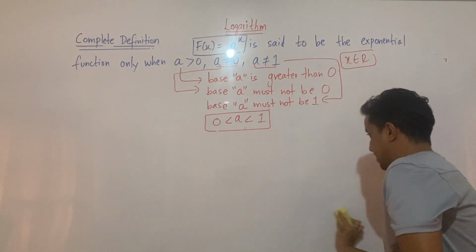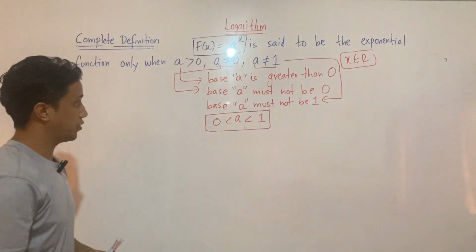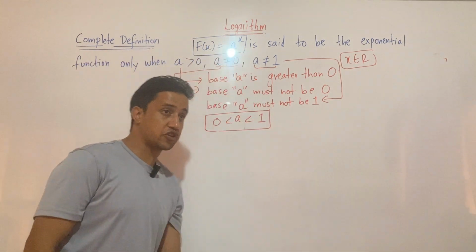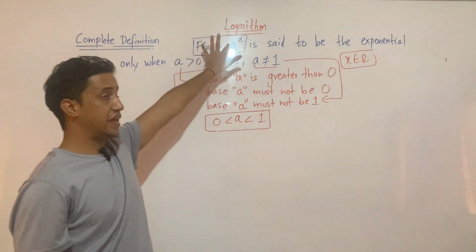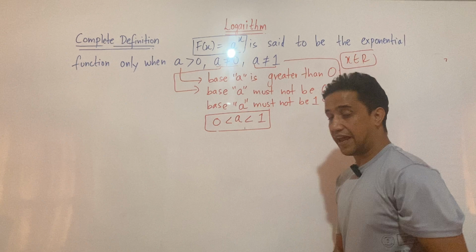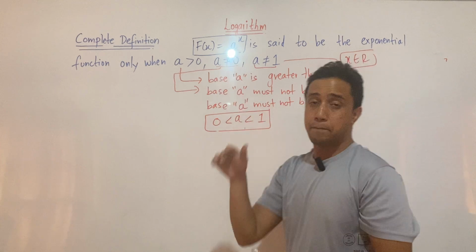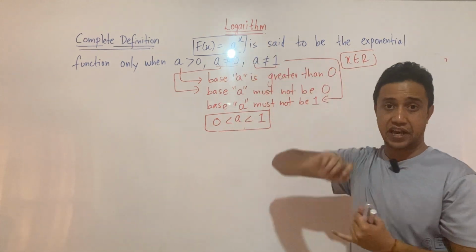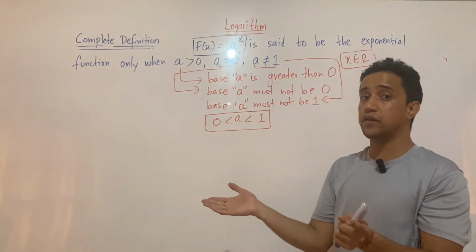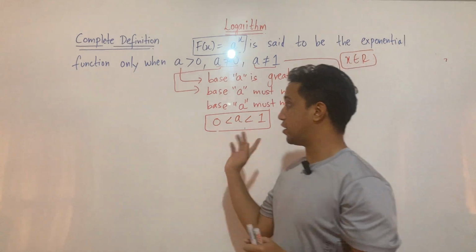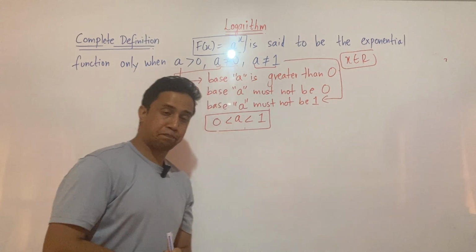Okay, so this is the main definition of our exponential function, a raised to the power or exponent x. The value of a has to be positive, greater than 0, but it cannot be 0 and it cannot be 1. And yes, it can take any value between 0 and 1, but not 0 and 1. I hope you get it.